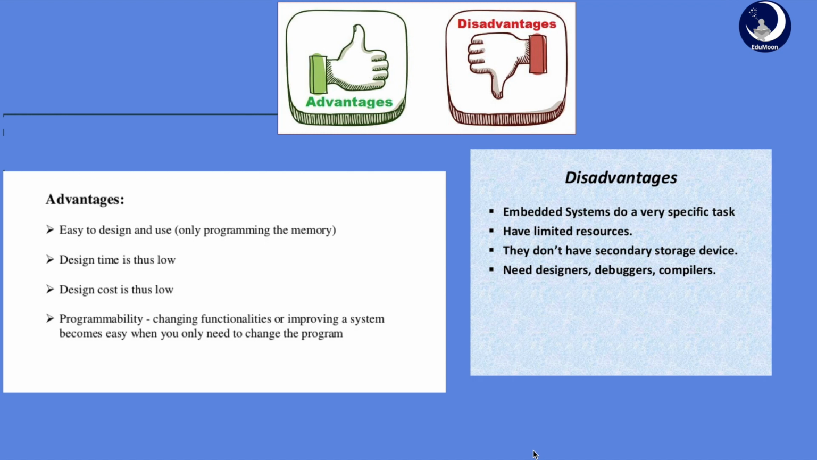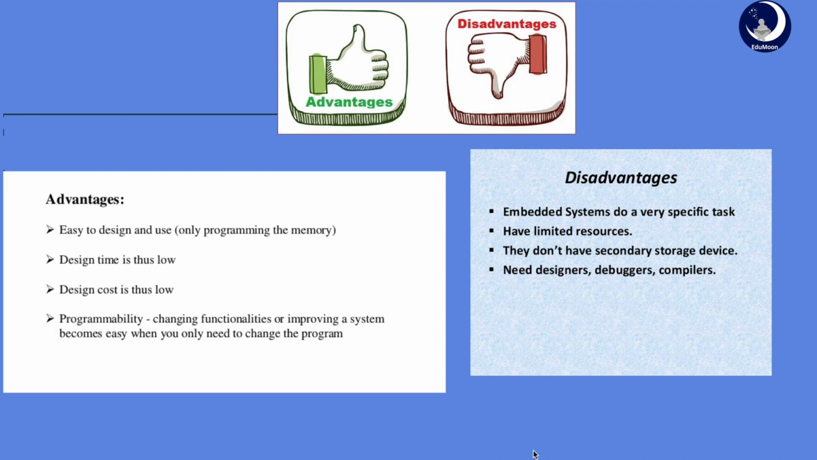And downside to this, there are some disadvantages as well. Embedded systems perform only specific tasks. They are designed to perform only particular tasks, and we have in fact very limited resources, which is one of the disadvantages of an embedded system. And for space complexity, they don't have a secondary storage device, and we need designers, debuggers, compilers, etc.